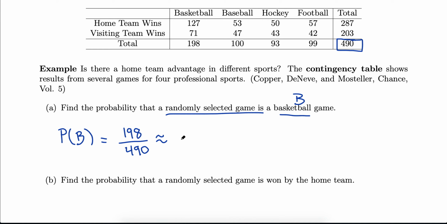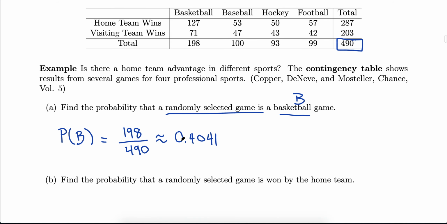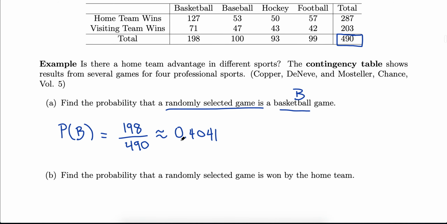If you want to write it as a decimal to have a little more intuition, go for it. Make sure you round it to 4 places, just for consistency in this class. So about 40% of the games represented are basketball games.